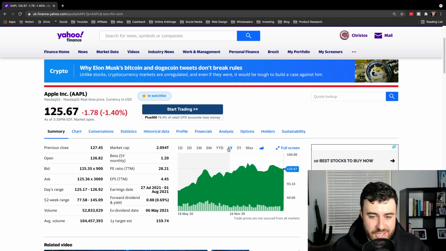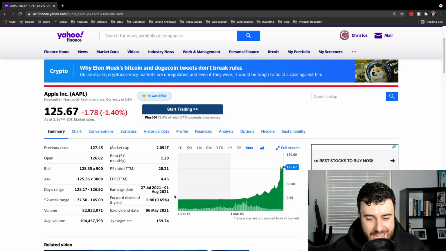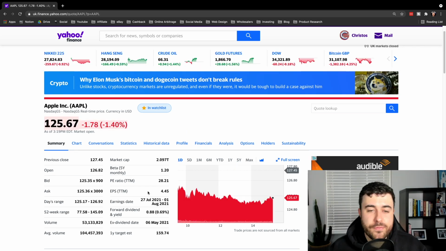And if I switch onto the year chart, you can see that over the past 365 days this stock is actually currently up. And we can go even further out to the 5-year, and then if we take a look at the max, you can see how well this stock has done since it has been made public. So yeah, that is basically the Yahoo Finance Summary page. I hope it's been useful for you.